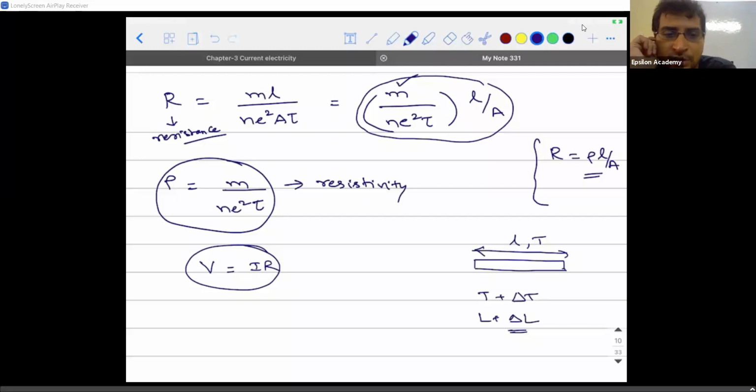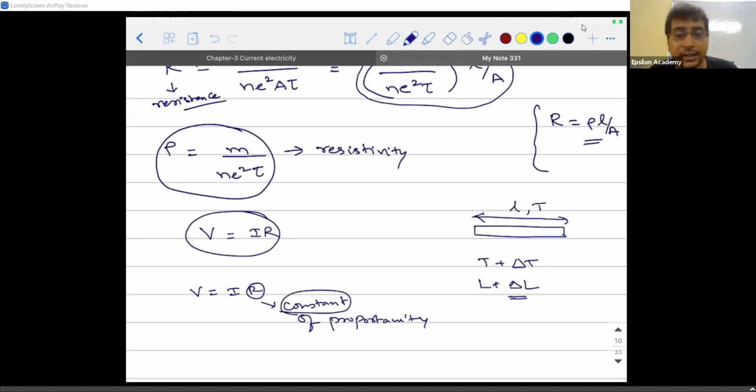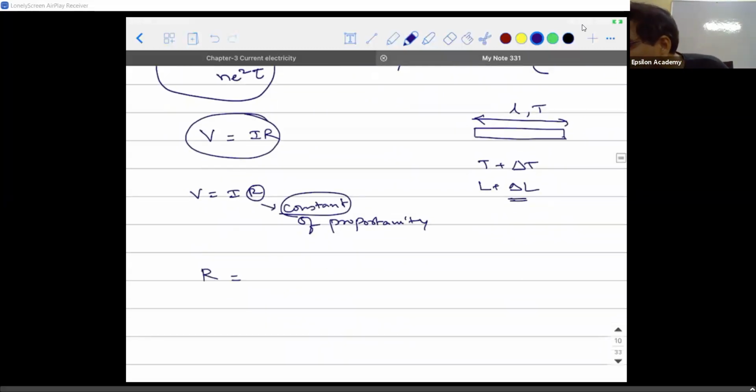But here comes an important question. You said that at constant temperature, potential difference is directly proportional to current. So you wrote V is equal to IR, where R is introduced as a constant of proportionality. The name itself says it should be a constant. Yet I am able to say that resistance is temperature dependent, which is why we mentioned temperature in the beginning. Now comes an important question: resistance in terms of length and area can also be written as rho into L divided by A, where rho is the resistivity of the material.